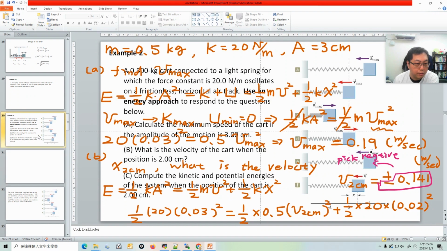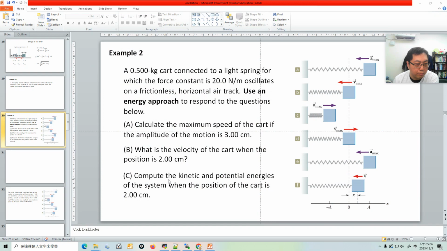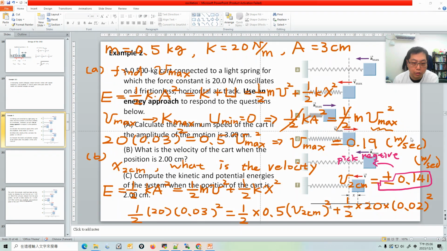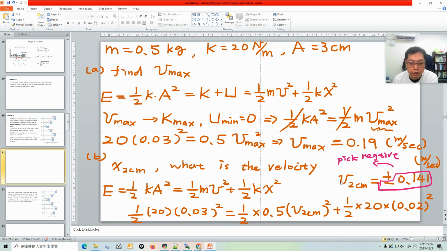Okay, what's problem C? Problem C is to compute the kinetic energy and potential energy of the system when the position is at 2.0 centimeter. What's the kinetic energy and potential energy at that particular point? For kinetic energy, it's very simple.